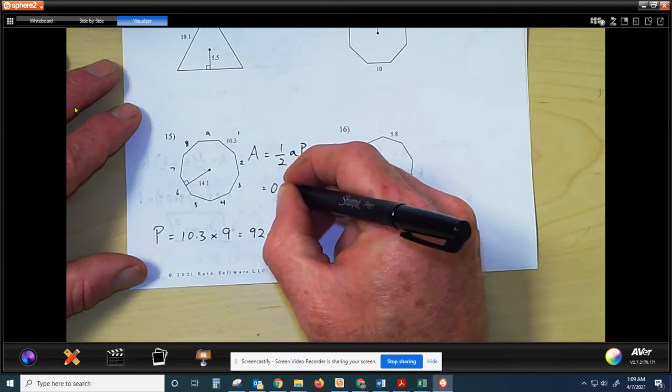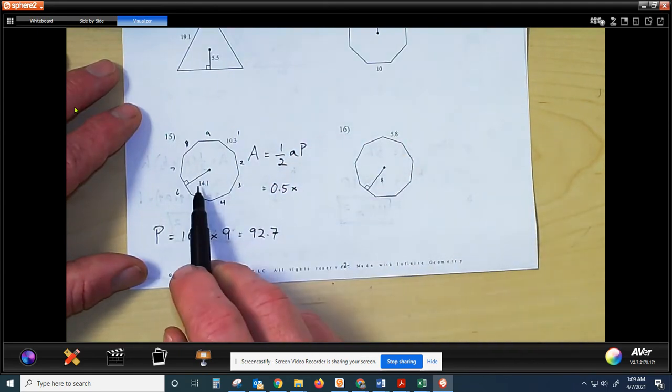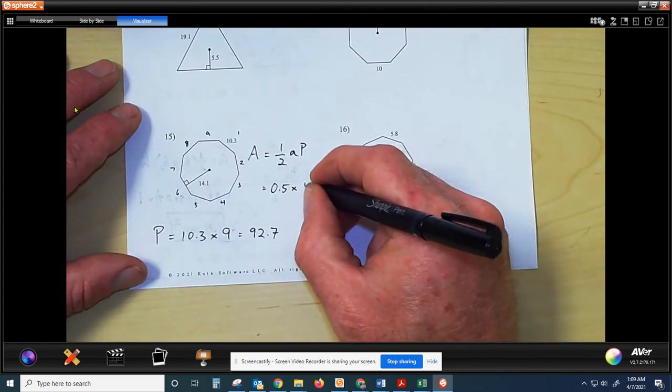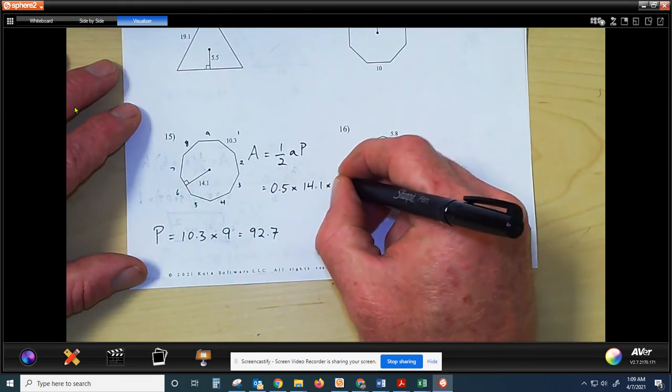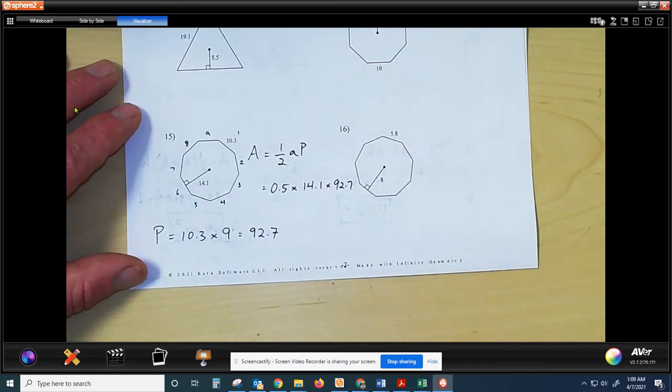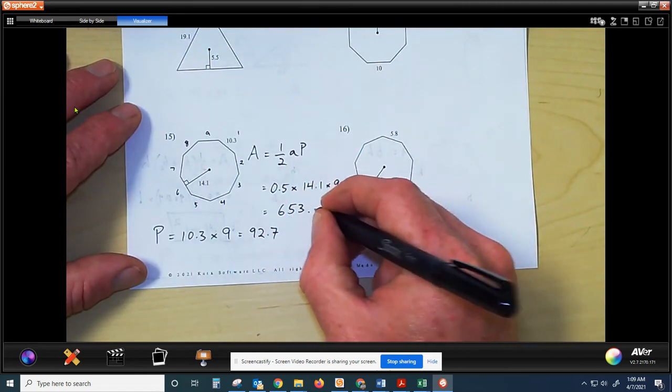Area is equal to 0.5 times the apothem length. It gives me 14.1 times 92.7. Run through the calculator, 653.5.